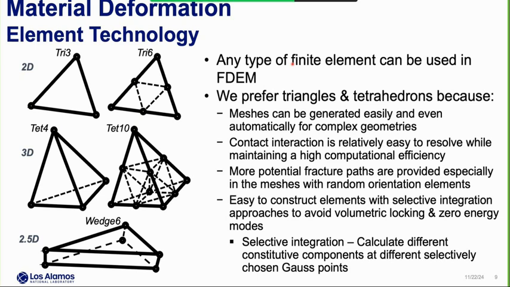Moreover, more potential fracture paths are provided with the triangular mesh, especially when the mesh has randomly oriented elements. The low-order triangular mesh, which we also call constant strain triangles, and the constant strain tetrahedron have the problem of volumetric locking. We can resolve that issue with selective integration approaches.